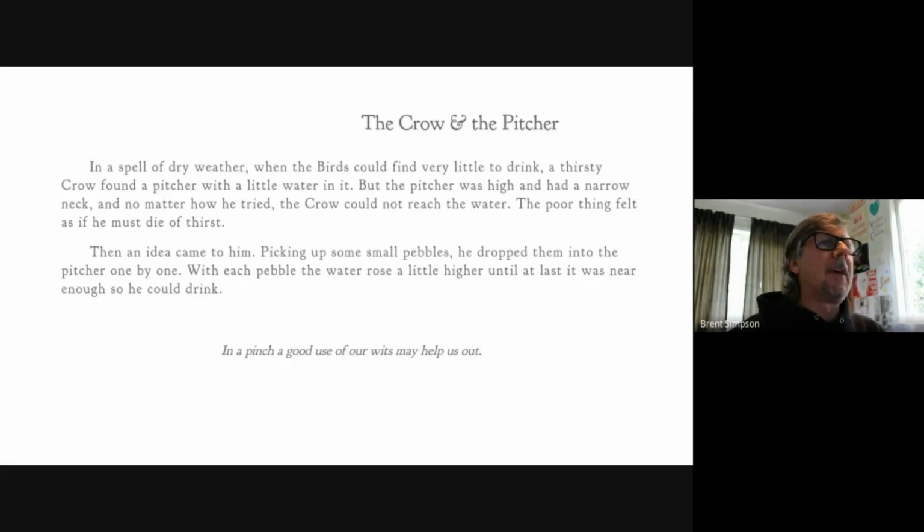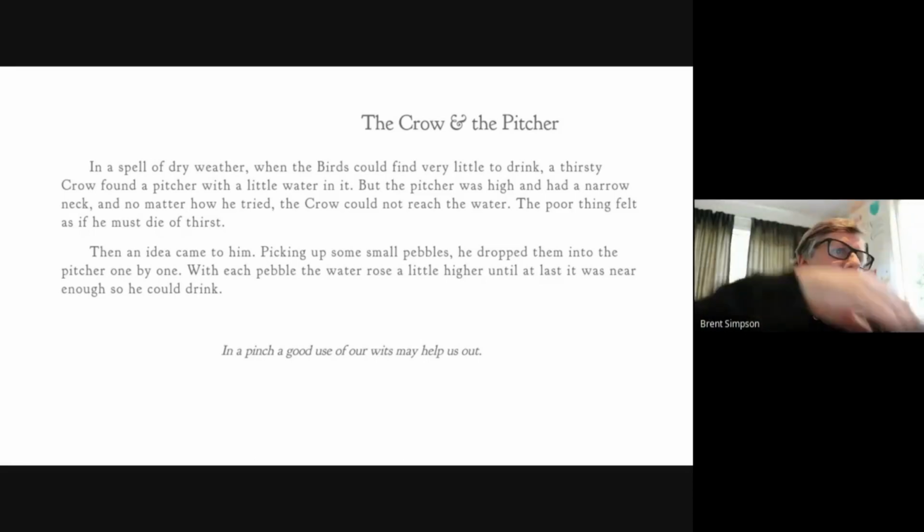Okay, so here's another one. This is one from Aesop's Fables. It's one of my favorite ones. It's called The Crow and the Pitcher. And the pitcher is like a jug of water. So if you can imagine a jug of water, probably about as big as the crow. So it goes like this.